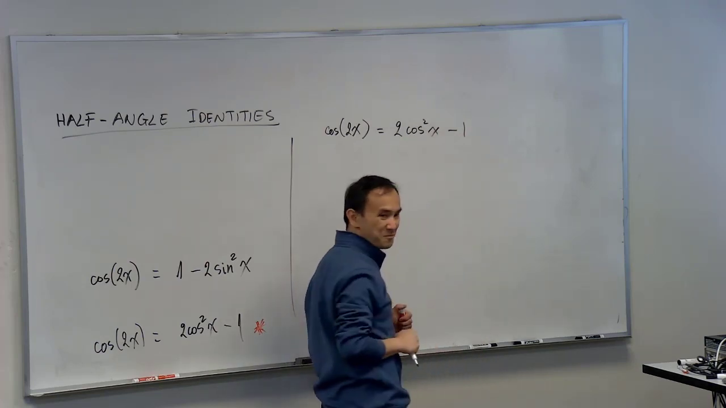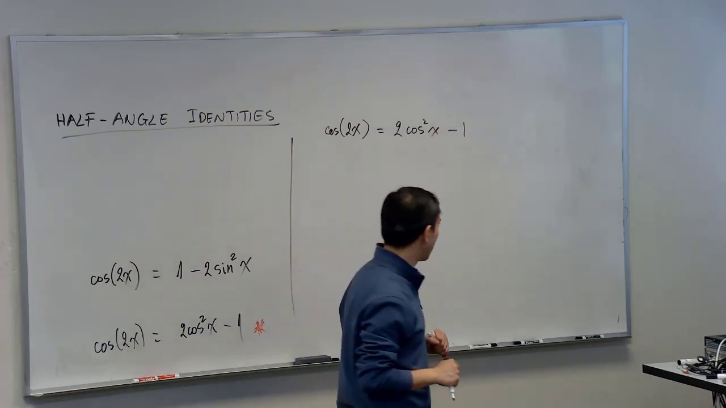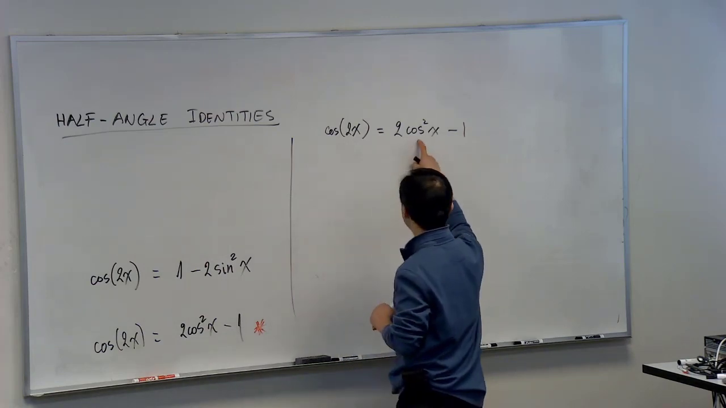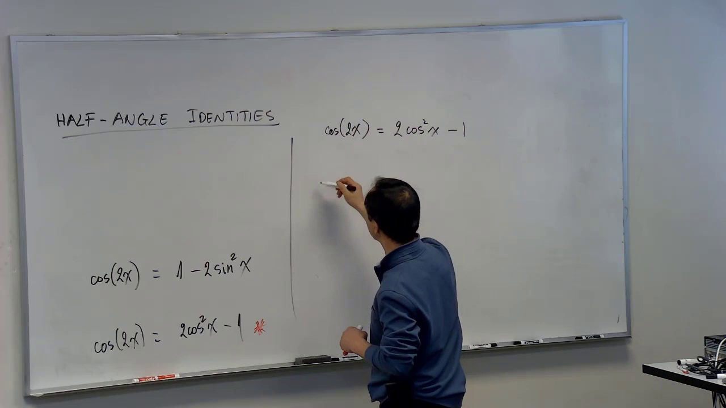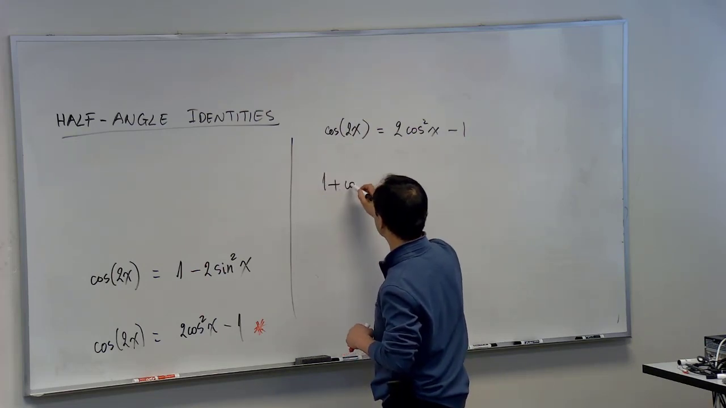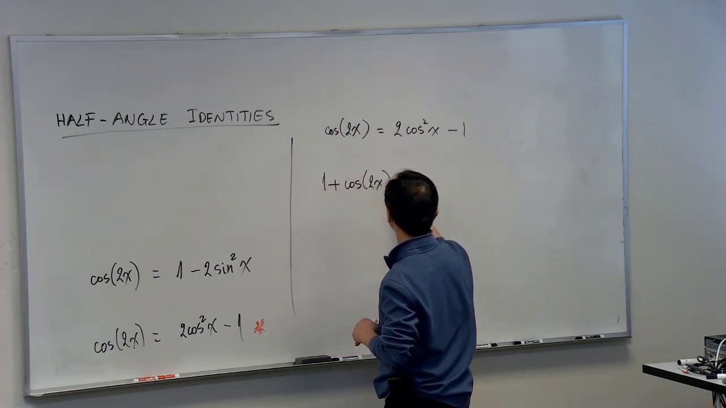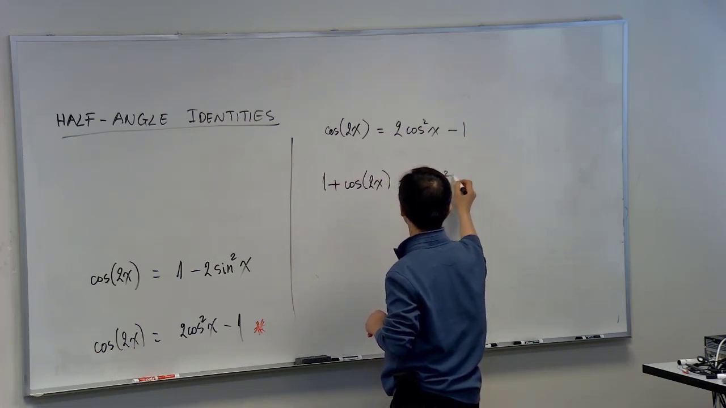Is everybody with me still? And then just like that, I'm going to rearrange that. I'm going to keep the cosine squared on one side here. So I'm going to add that 1 to the other side. So now I'm looking at 1 plus cosine of 2x equals 2 cosine squared of x.